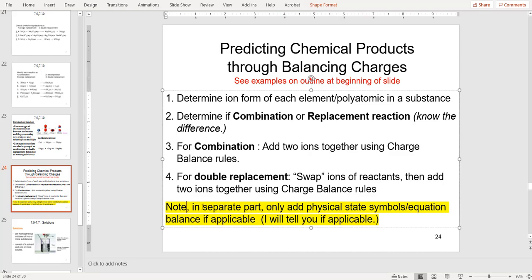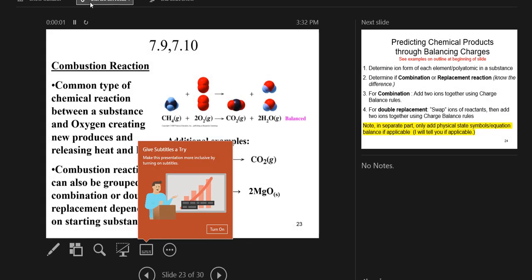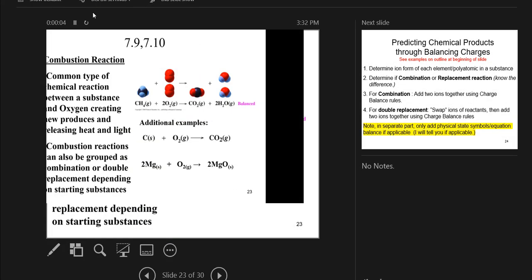I do want to point out, we're going to talk in a separate part about how to add physical state symbols. Well, actually, we already did talk about physical state symbols. You need a solubility table in order to add them in, or you need to do it by experiment. But the other thing you need to do is equation balancing. In equation balancing, taking a look at slide 23, we need to make sure that the number of reactant atoms equals the number of product atoms.